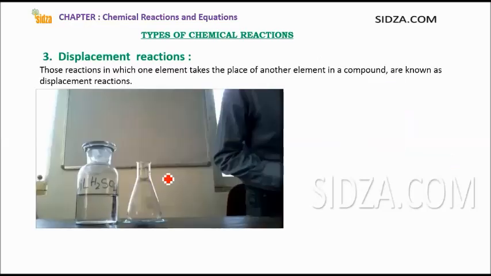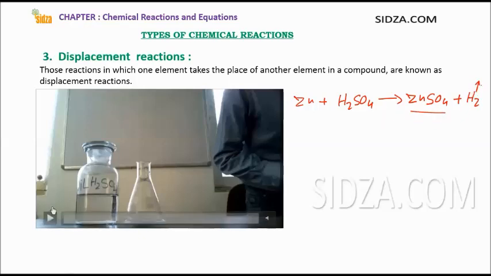Let's have one more look at another displacement reaction. Now this is the reaction between the zinc and the dilute H2SO4, the sulfuric acid. From the sulfuric acid, you can displace the hydrogen by the zinc, and what we get is zinc sulfate plus hydrogen gas. It means that if I take the dilute H2SO4 solution and then add some metallic zinc, I should get the zinc sulfate and the hydrogen gas.